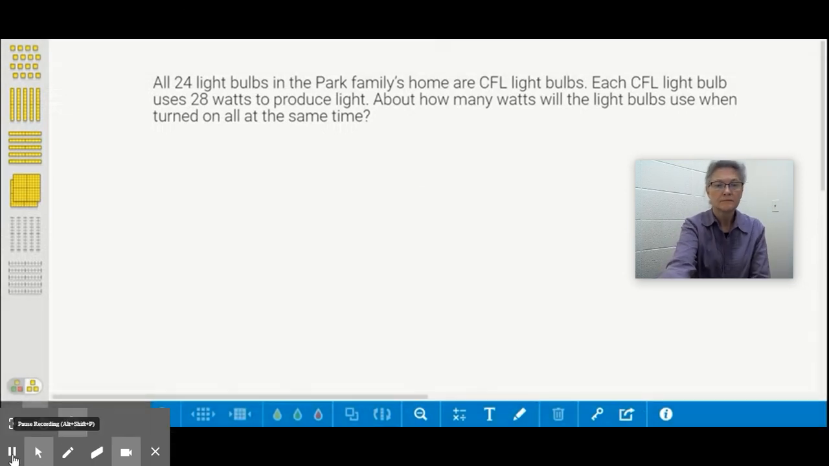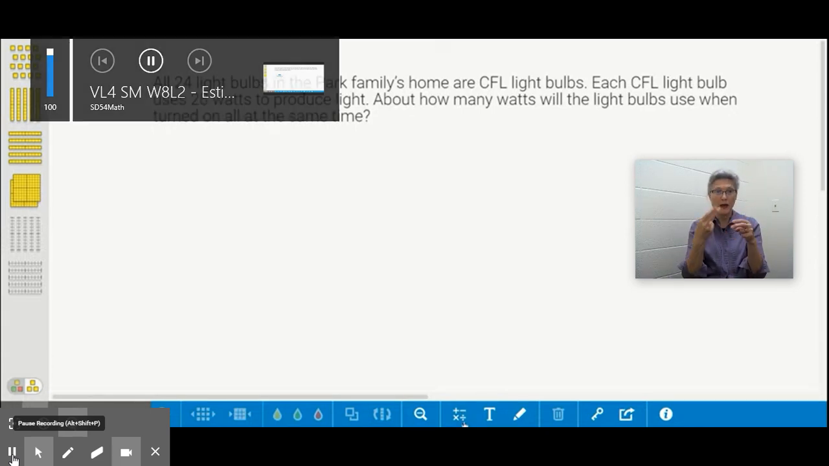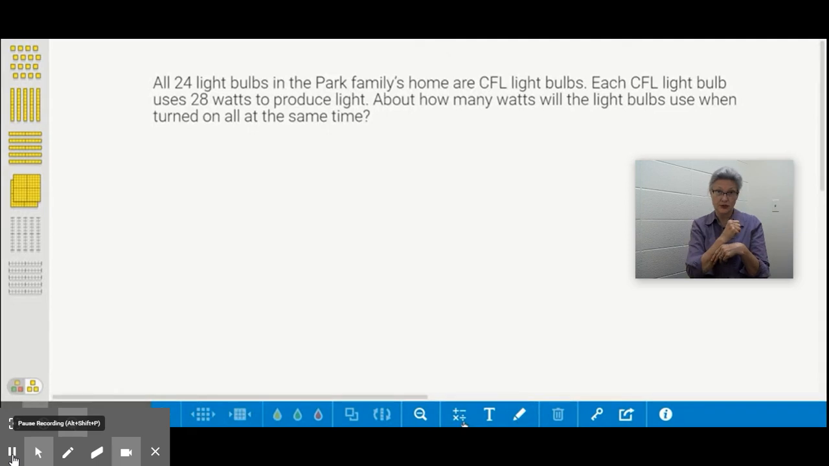Take a look at another word problem and use estimation to solve this one as well. So this says all 24 light bulbs in the Park family's home are CFL light bulbs. CFL stands for compact fluorescent lights, so it's a type of light bulb. Each CFL light bulb uses 28 watts to produce light. About how many watts will the light bulbs use when turned on all at the same time?